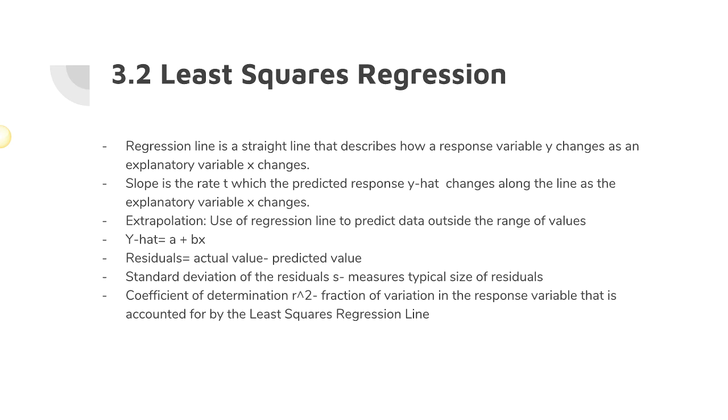Slope is the rate at which the predicted response y hat changes along the line as the explanatory variable changes. So basically, it's just the rate of change. For every 1 unit increase in x, y changes by this much.